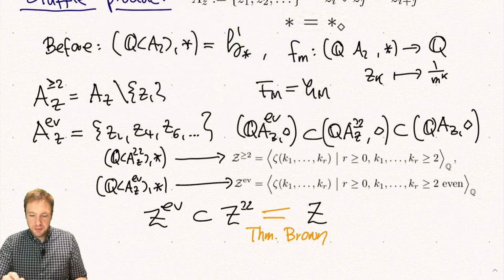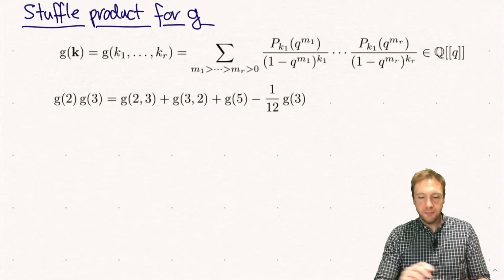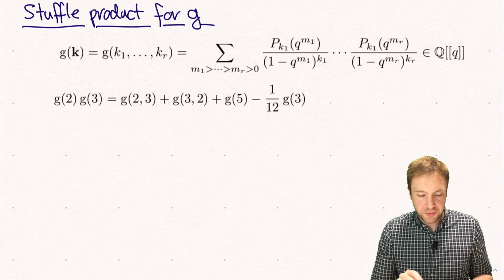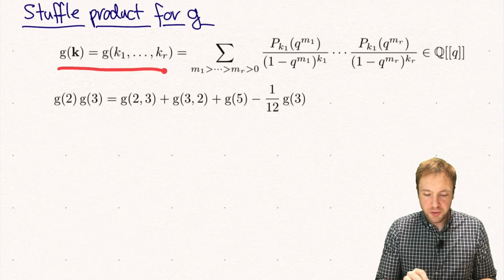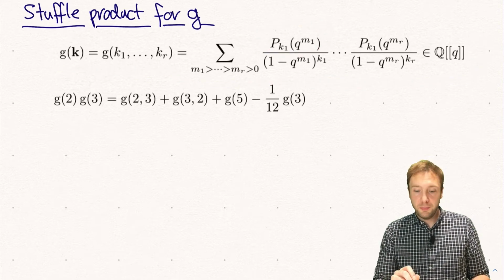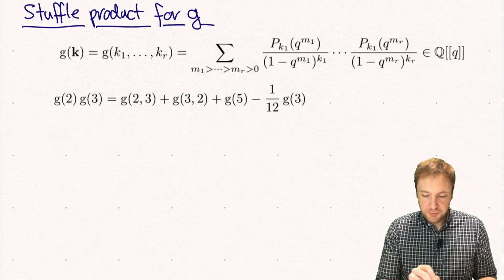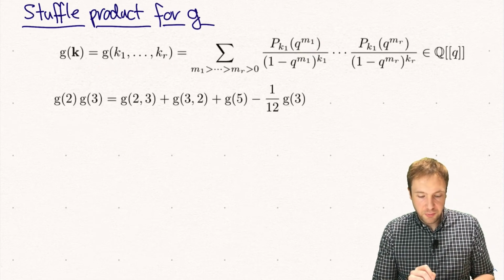Okay, so these are some subalgebras of the space of multiple zeta values. So now let's go to our Q series G. They were defined by this sum here, where these polynomials were these Eulerian polynomials. And these were defined for arbitrary indices k1 to kr.